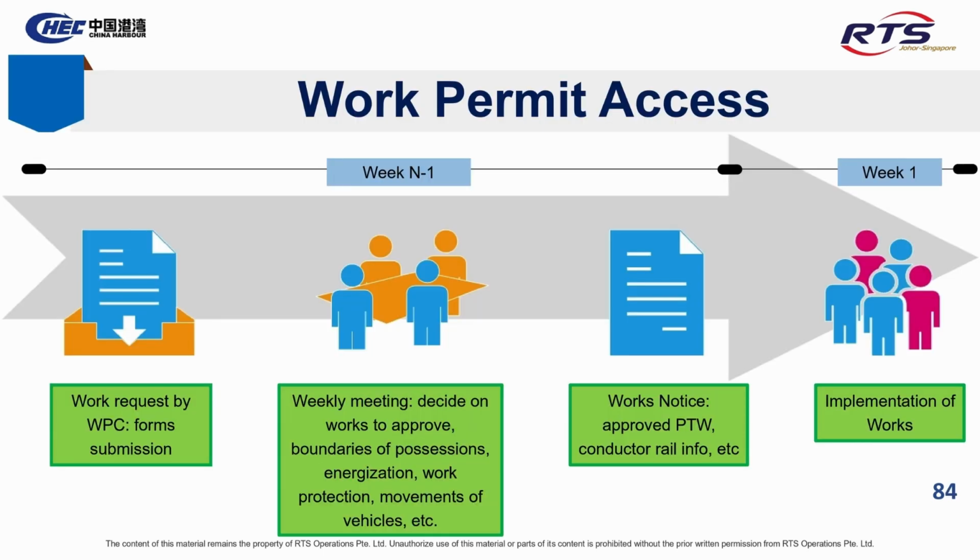Slide 84. Work permit access. Work permit access starts with a request by the work party coordinator through form submission. This is followed by a weekly meeting to review and approve the works, set boundaries for possessions, plan energization and protection, and coordinate vehicle movements. Once approved, a works notice is issued with relevant PTW and conductor rail details. Finally, the approved works are implemented on-site.